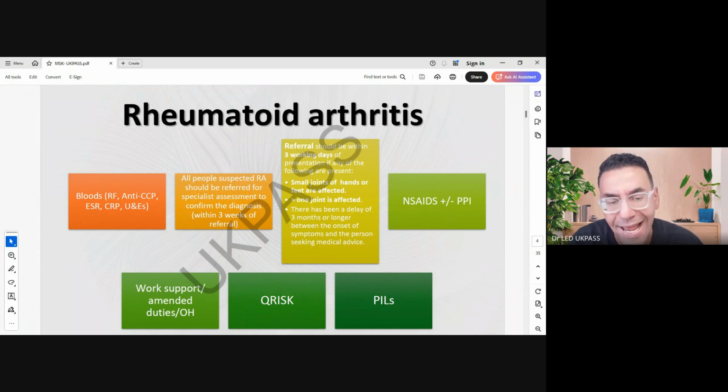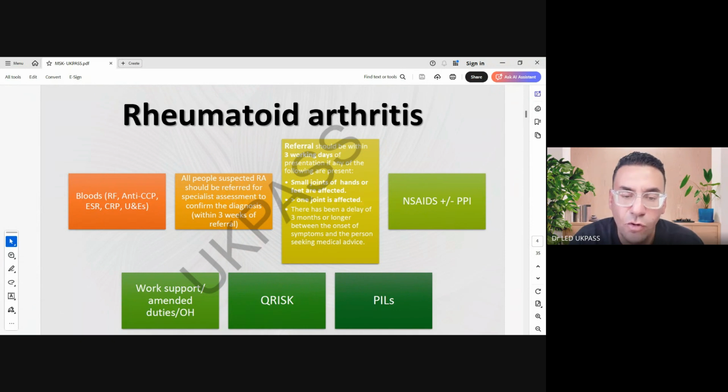Now, if you refer this patient who's telling you, doctor, I have pain, I have swelling in my hand joints, how long should it take until they are seen by the specialist? Ideally, how long? 3 days. Yes, perfect. 3 days. So what is the criteria for 3 working days by the specialist to be seen?